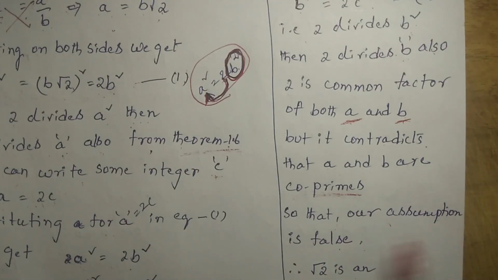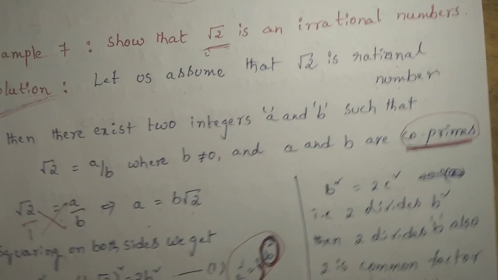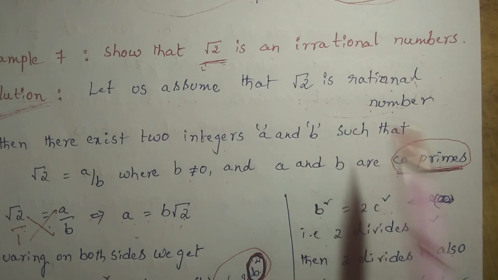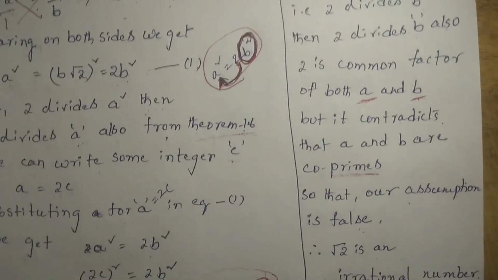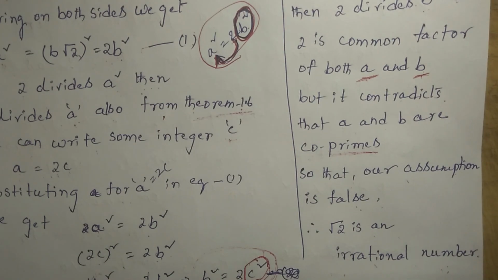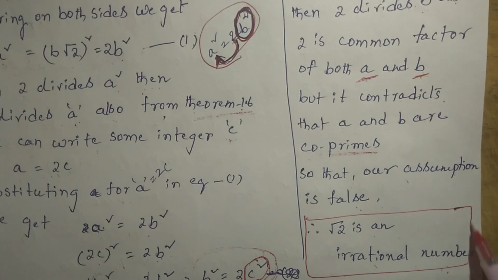So our assumption is false. What was our assumption? Root 2 is rational. So therefore root 2 is an irrational number.